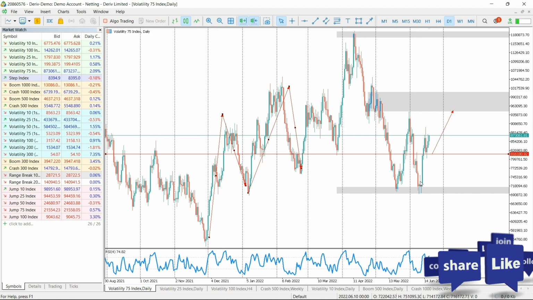So these are some of the important things that you should know about the VIX 75 and the other volatility indices. In my coming videos, I'll try to break down the boom and crash and the jump markets. But for now, let's look at the last thing, which is also very important to know about the volatility 75 market, which is support and resistance.